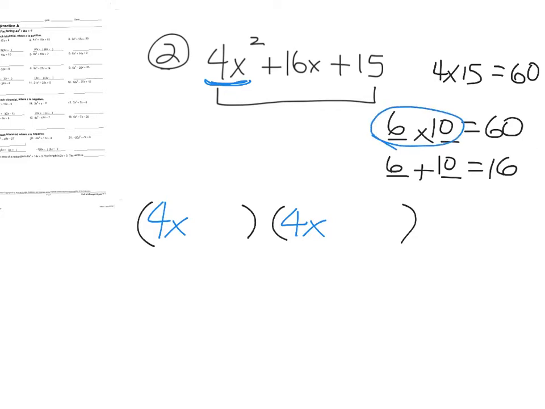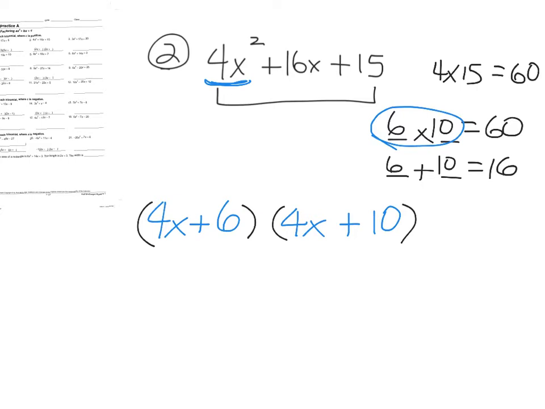Then next to that 4x, I'm going to write these two terms that I just found. I'm not going to put x's with them. I'm just going to put the numbers. It doesn't matter the order you put them in there because both of them are going with 4x. Doesn't matter if you put the 10 first or the 6 first. Everybody with me so far?